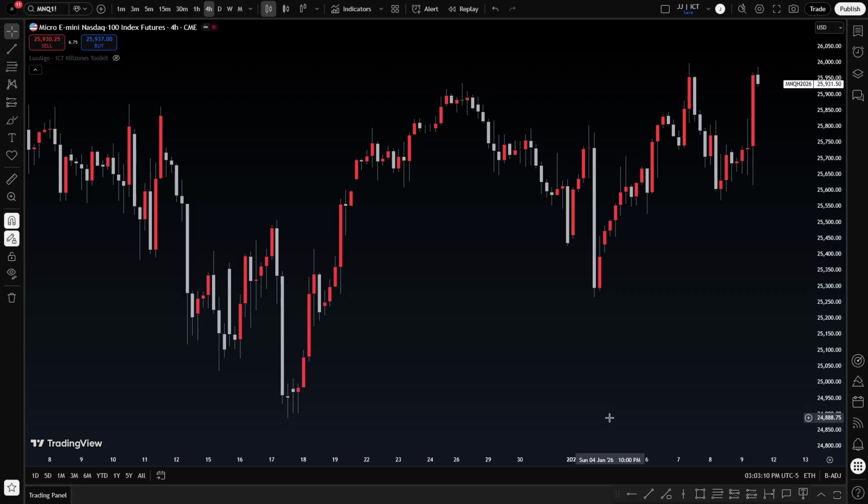But the normal macro starts at the last 10 minutes of an hour and ends at the first 10 minutes of the next hour. So for example, 9:50 to 10:10. Last 10 minutes of the hour, first 10 minutes of the next hour. So 10:50 to 11:10. That's a macro.